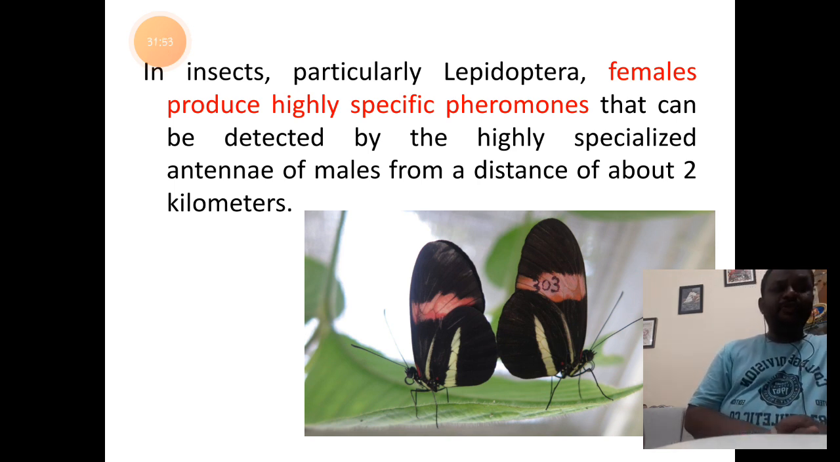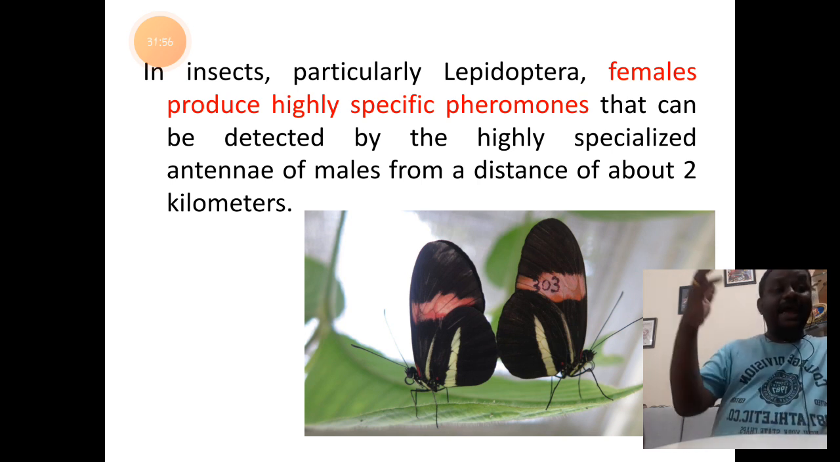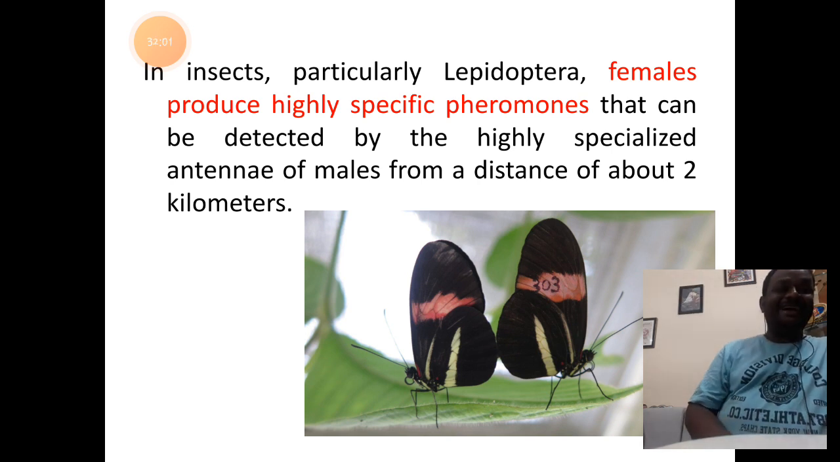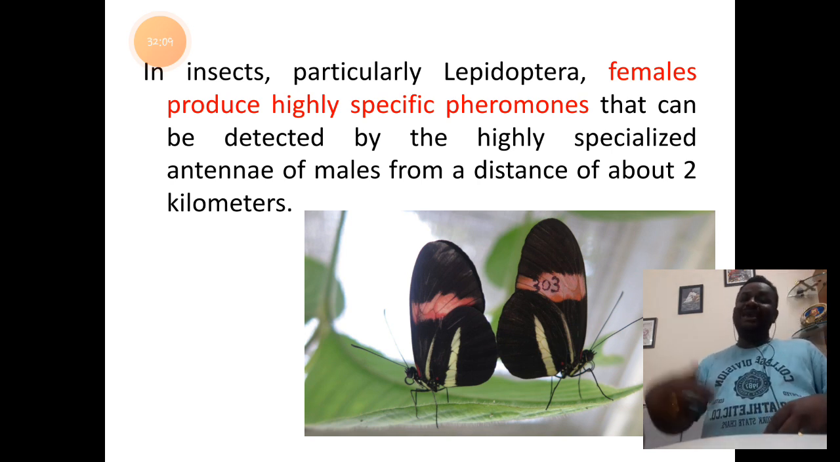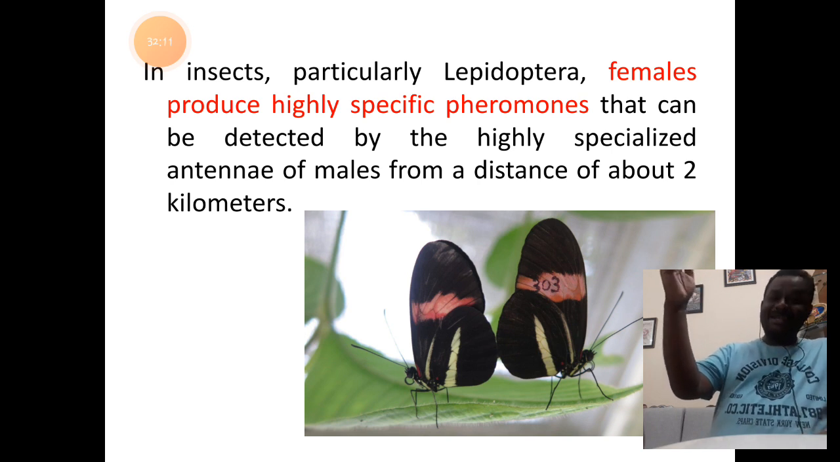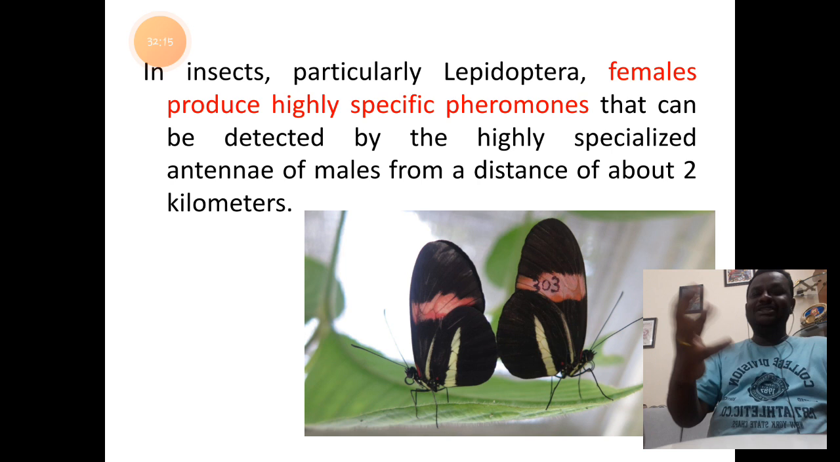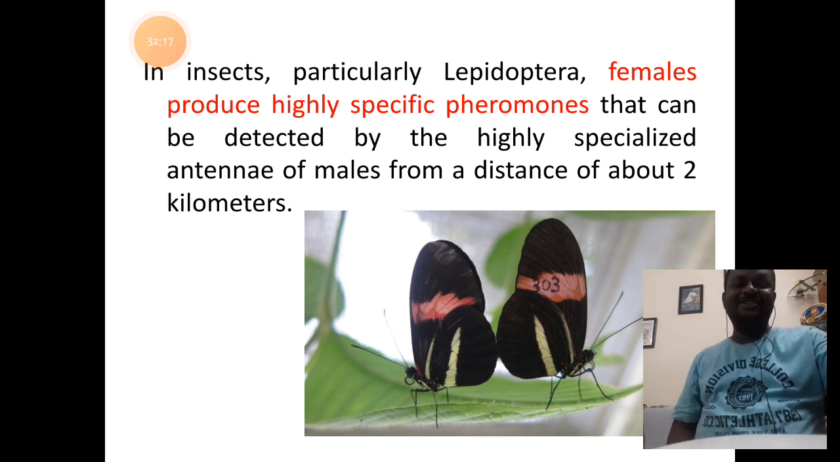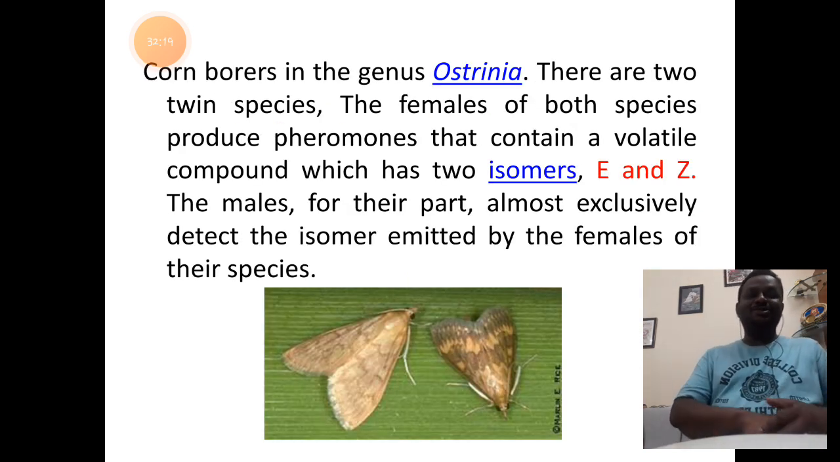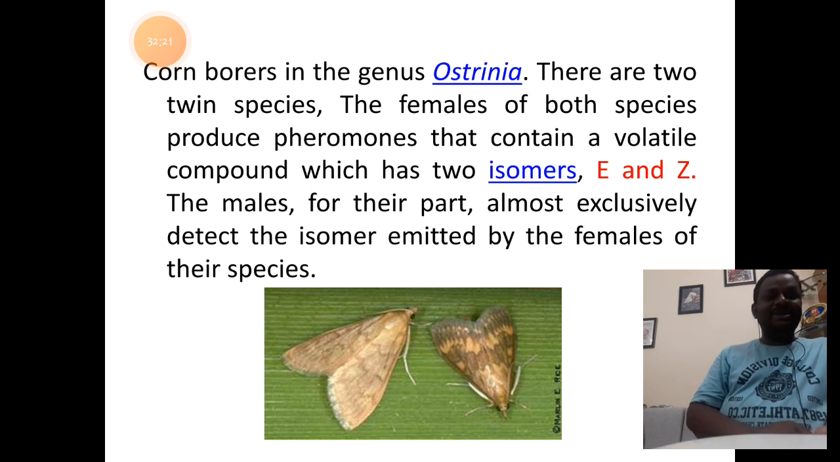Female insects produce highly specific pheromones which can attract a male from 2 kilometers away in the case of lepidopteran insects like butterflies. So if a male is around 2 kilometers away, it can be attracted towards a female when she produces the pheromone. That specificity is the sex pheromone in the case of lepidopterans.